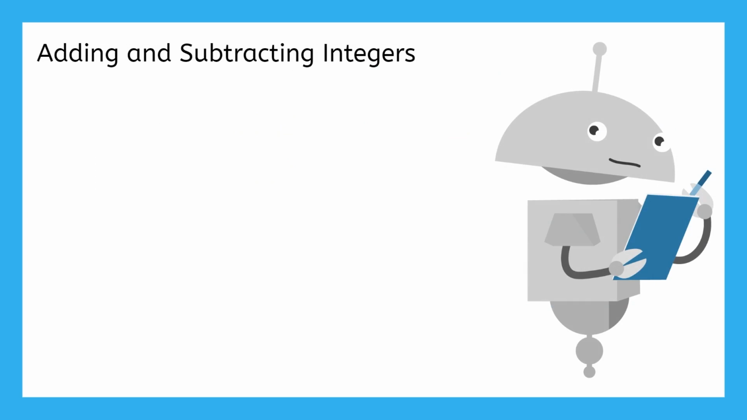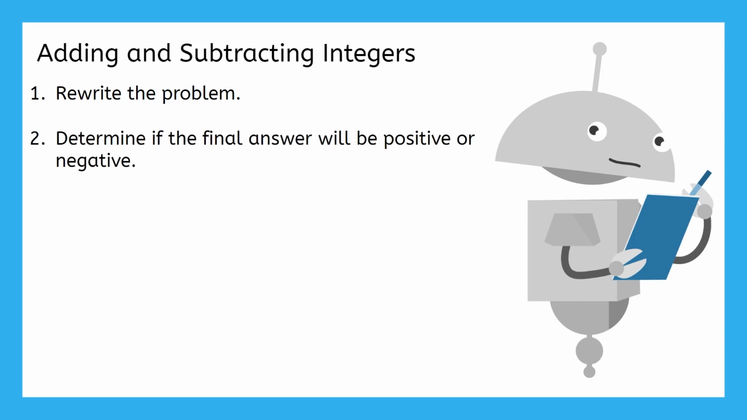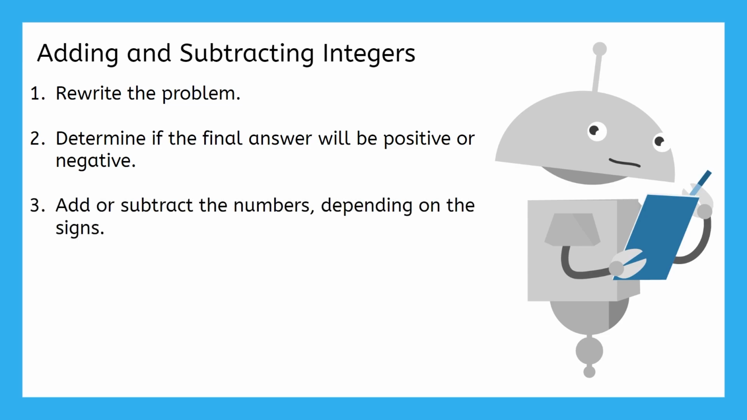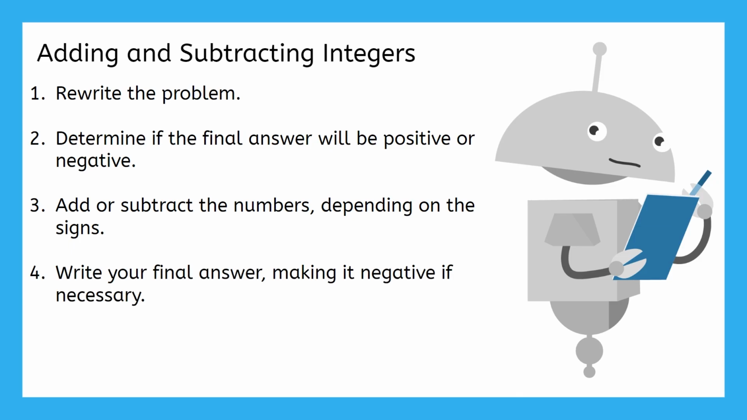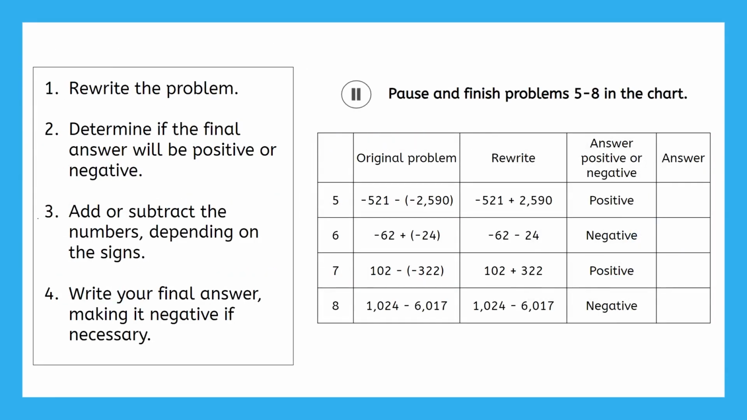Let's review some steps to help us solve addition and subtraction problems with both positive and negative integers. First, rewrite the problem if need be. Determine if the final answer will be positive or negative. Add or subtract the numbers depending on the signs. And then write your final answer, making it negative if necessary. Now, pause the video and try the rest of the problems in the chart using the new rules we discovered.